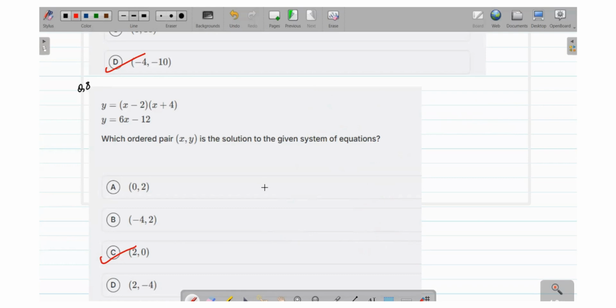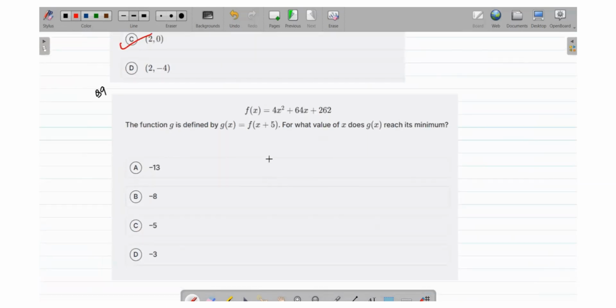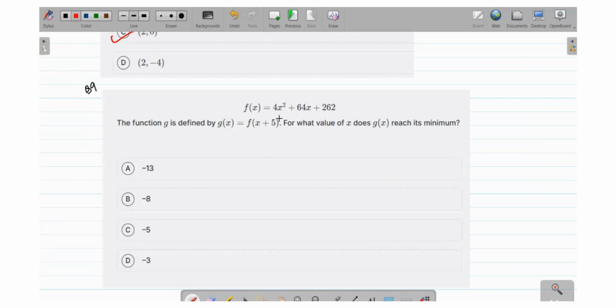All right, let's move forward with the next question, or the last question for today's session, which is this one. The question says we have a function and the function g is defined by g of x is equal to f of x plus 5. This is just some modification of the same function, and this has become a new function now. Now we need to find out for what value of x g of x is reaching its minimum. Now we already have the function f of x, which is 4x squared plus 64x plus 262. Let's try to plot this function on Desmos and check the answer.